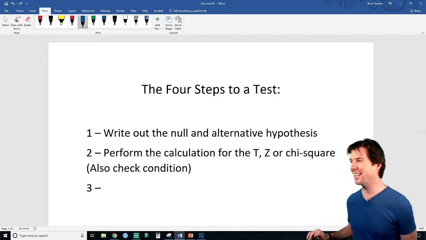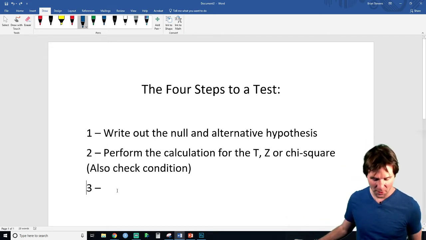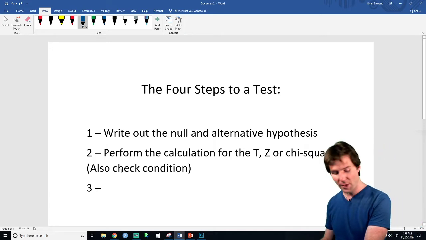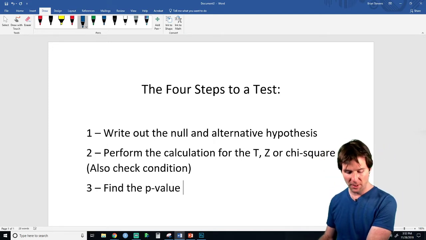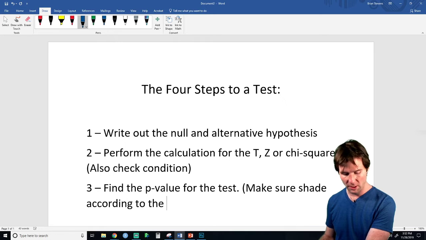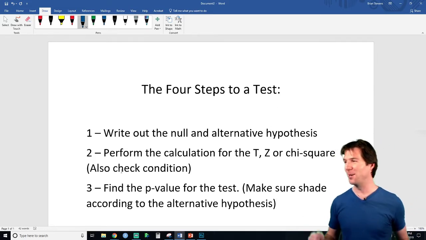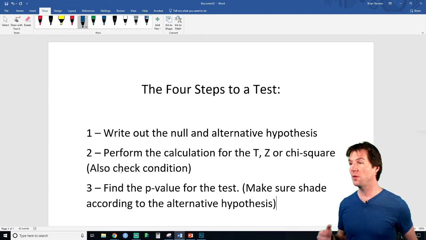Morgan, great answer. Morgan, you are right. It is the p-value right there. We will find the p-value for the test. Make sure to shade according to the alternative hypothesis. So key stuff right there. We will shade, nice job Julio, great job. We find the p-value, that's what we do for our 3rd step right there.